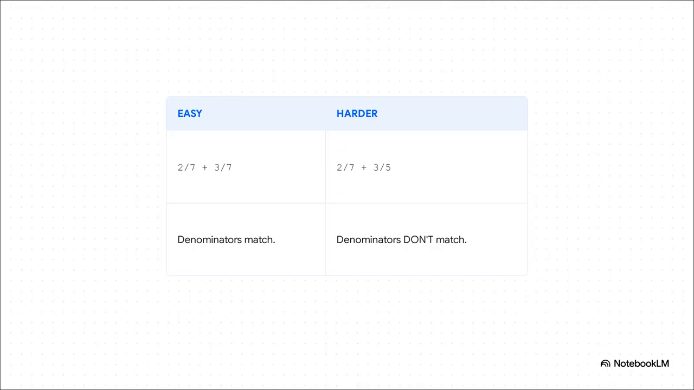Think about it like this. The problem on the left? Piece of cake. 2/7 plus 3/7 is just 5/7. Done. But the one on the right makes us stop and think. Why? It's simple. The denominators, 7 and 5, don't match. Our first job is just to make them match.